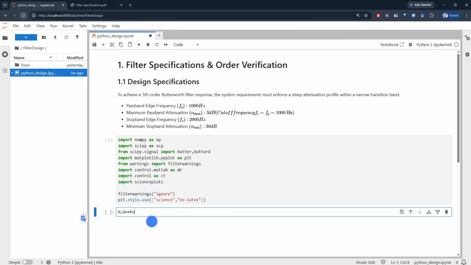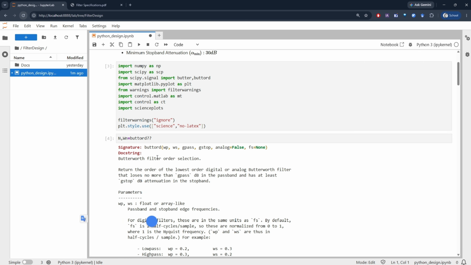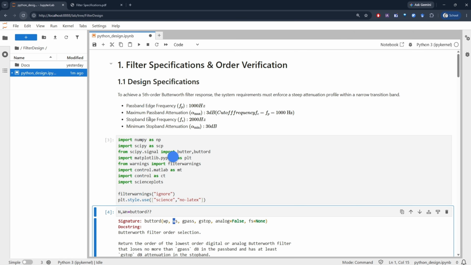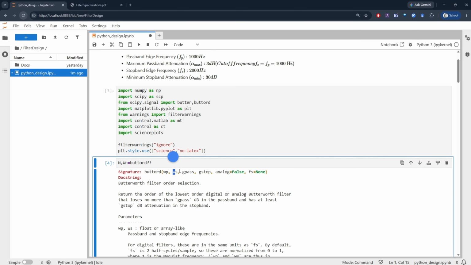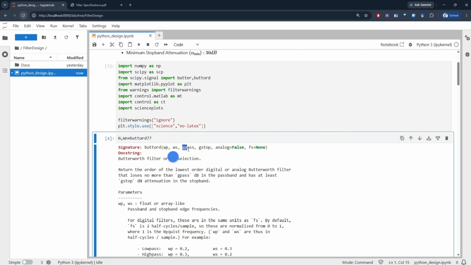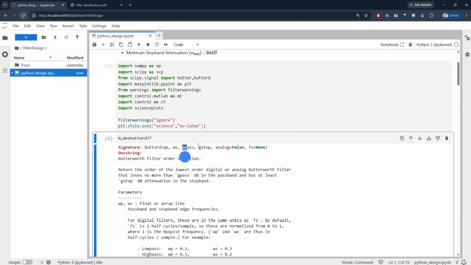We have to do this butter order. If you don't know, you put the question mark, then you run that. So it can tell you that we need the pass band frequency, we need the stop band frequency, and all this information they have been given here. We need the attenuation, the maximum pass band attenuation, G pass. Then we need the minimum stop band attenuation, which is the G stop.